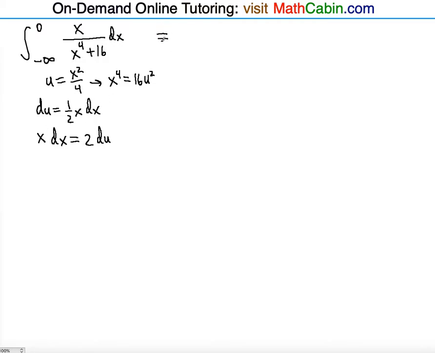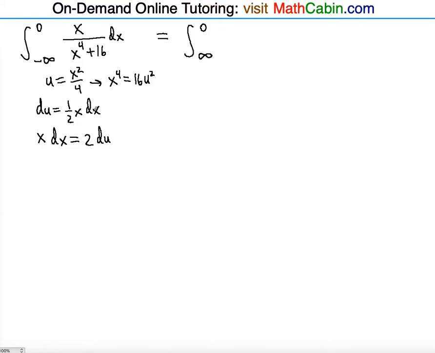Now, there's one more thing. We have to change the limits of integration because we introduced a new variable, right? So u as a function of x. If you plug in negative infinity, negative infinity squared is positive infinity. Positive infinity divided by 4 is still positive infinity, right? So it's going to be positive infinity at the bottom. And then plugging in 0, x squared over 4 is 0, right?